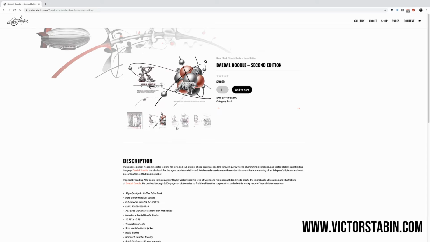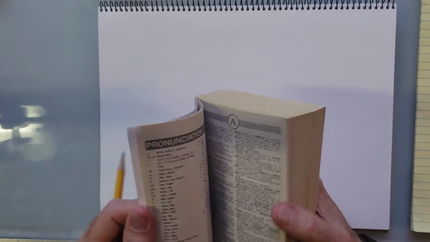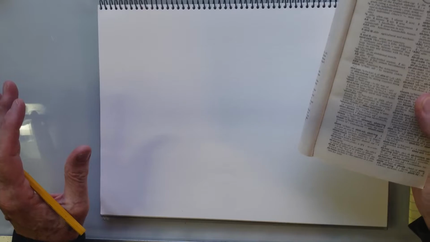So today I'm going to give a drawing lesson, and it's inspired by my book, Daddle Doodle, the ABC book for the ages, which can be found on my website. Daddle Doodle is a book that involves drawing that was actually inspired by using the dictionary. And I'll show you, I'm going to give an example of how I came up with ideas.